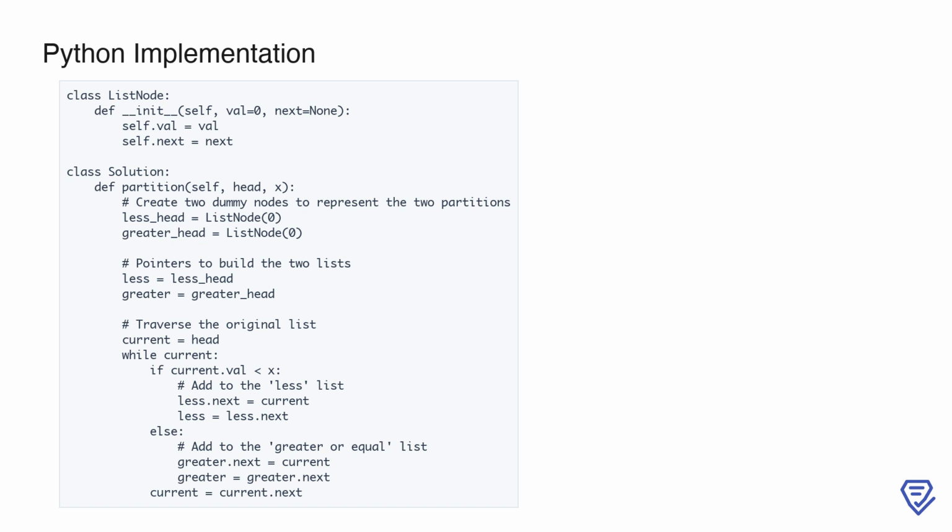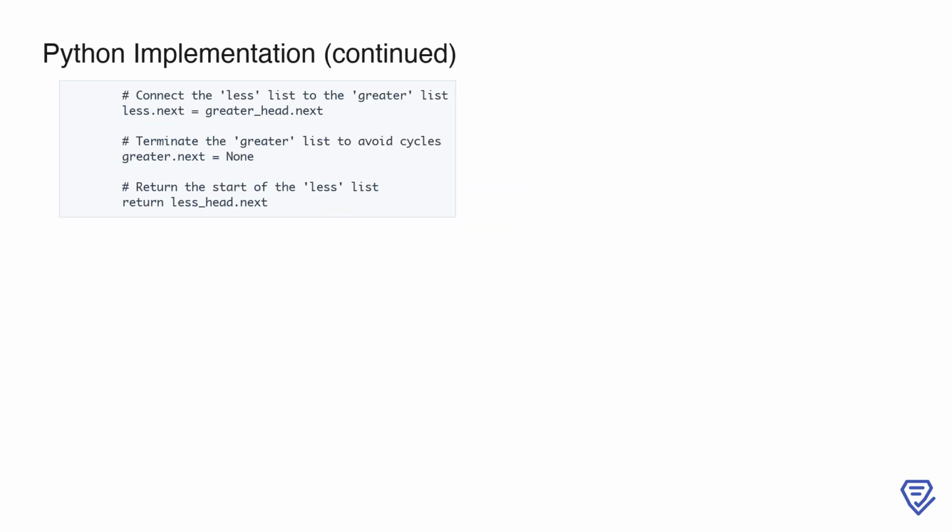Now, as we traverse the original list using the current pointer, we check each node's value. If the value is less than x, we append the node to the less list and move the less pointer forward. Otherwise, we append the node to the greater list and move the greater pointer forward. The current pointer is then updated to the next node in the list, and this process continues until we've gone through all the nodes.